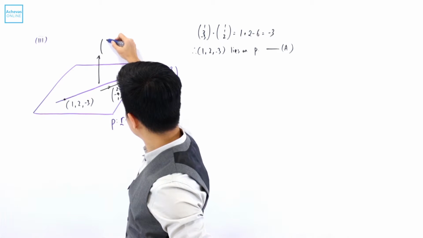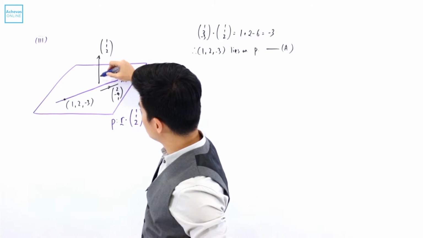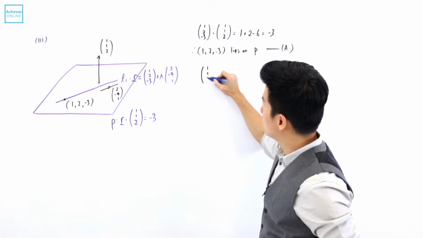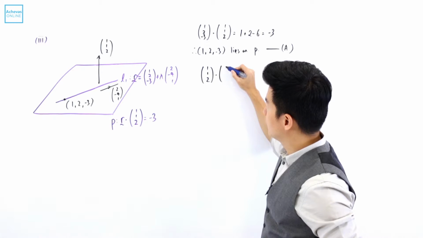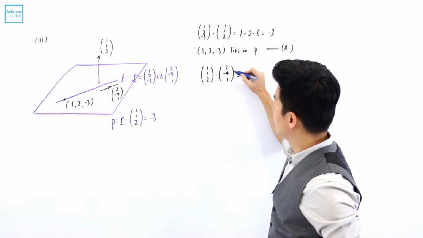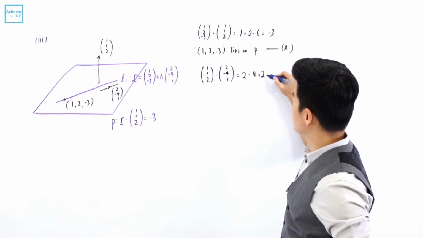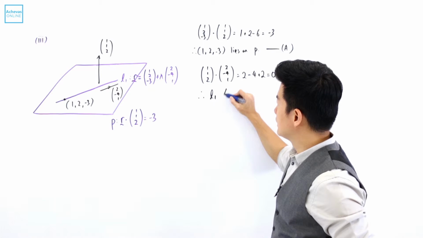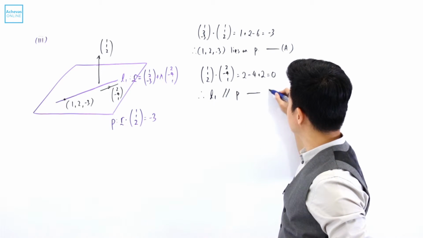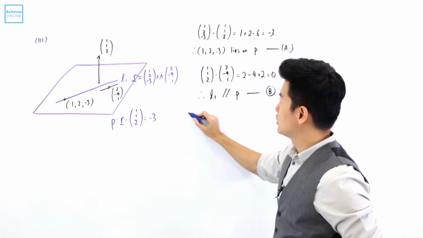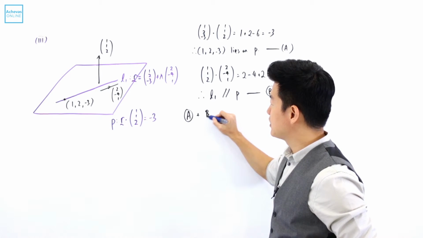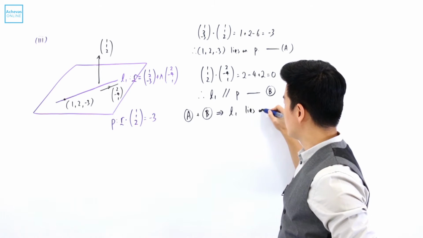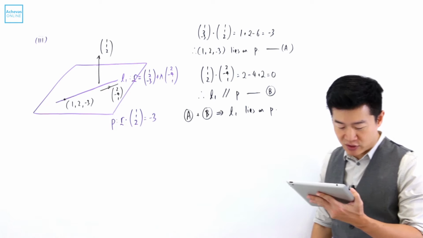So this is (1, 1, 2). I want to check the angle between this and this. So I'm going to take (1, 1, 2) and dot it with (2, -4, 1). This is 2 minus 4 plus 2, and this is 0. That means L1 is parallel to the plane P. This I will call my statement B. So statement A and statement B together tell me that L1 lies on the plane P, which is what the question wants us to show.